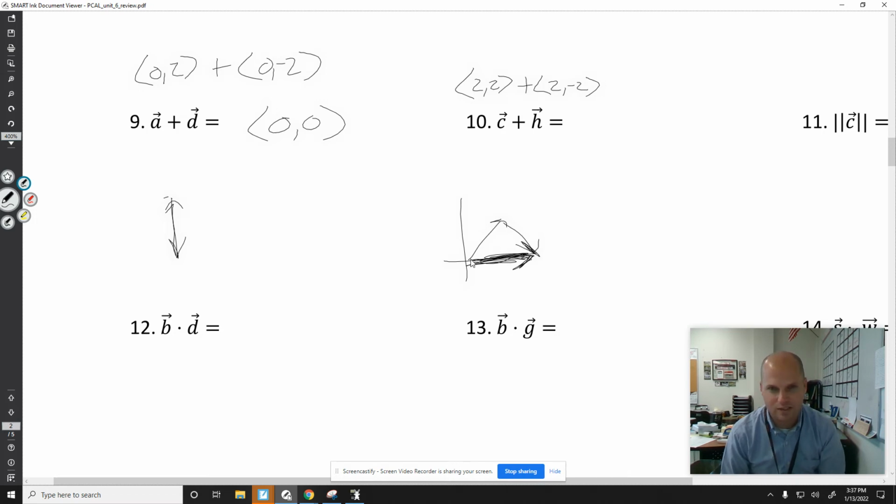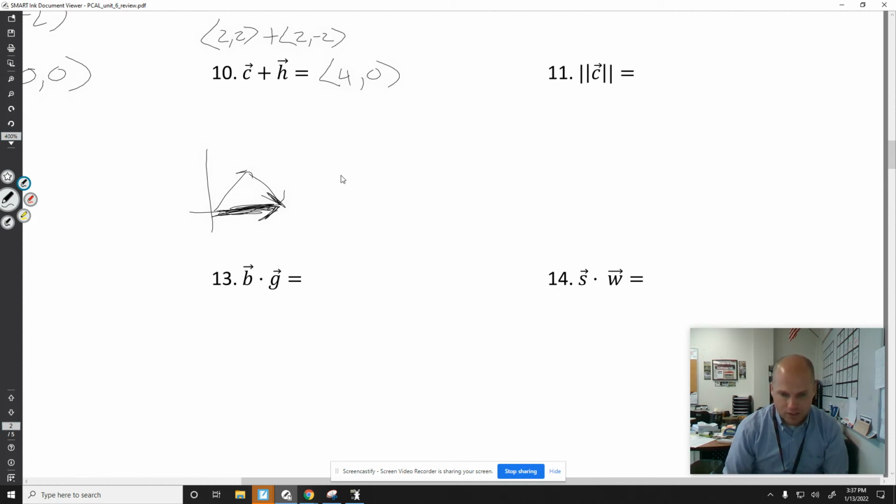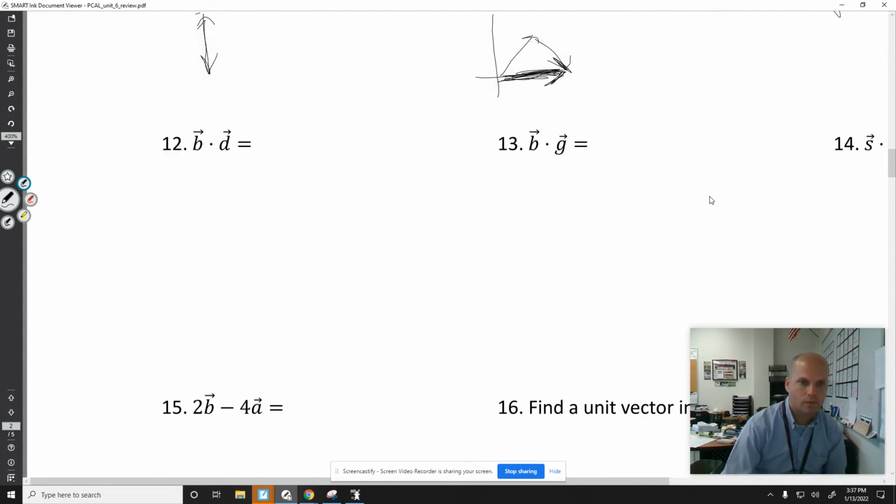Is this necessary to do? No. 2 plus 2 is 4. 2 minus 2 is 0. Boom. That's how you can see it. Magnitude of C is 2, 2. So we use the Pythagorean theorem, 2 squared plus 2 squared, square rooted. 4, 8, square root of 8. Maybe make that 2 root 2 just to be safe.